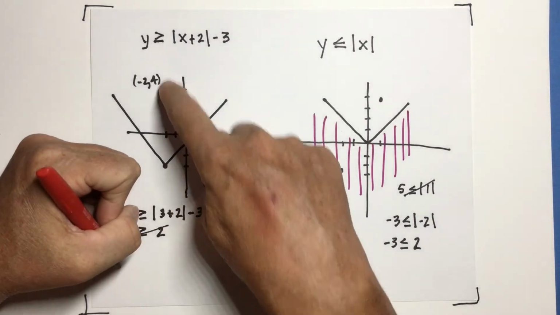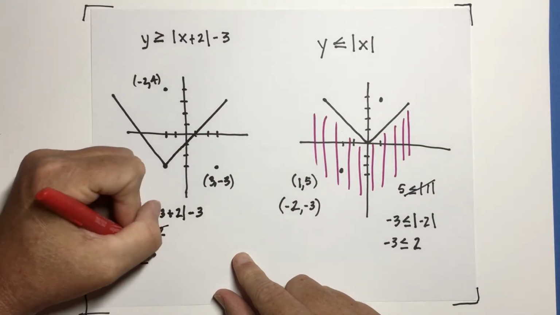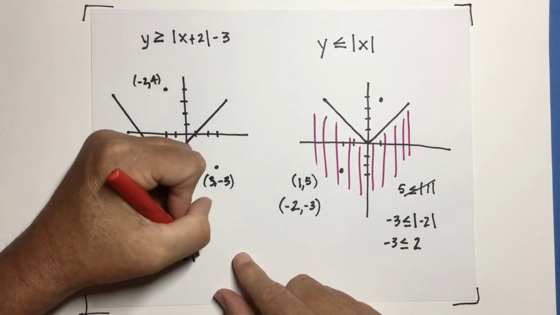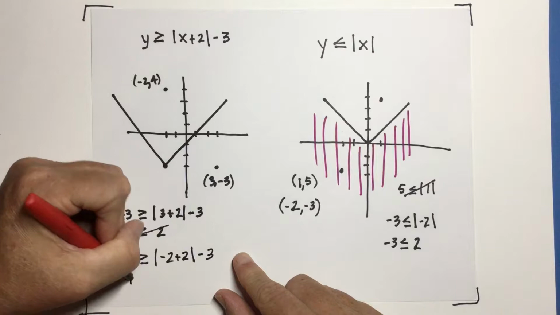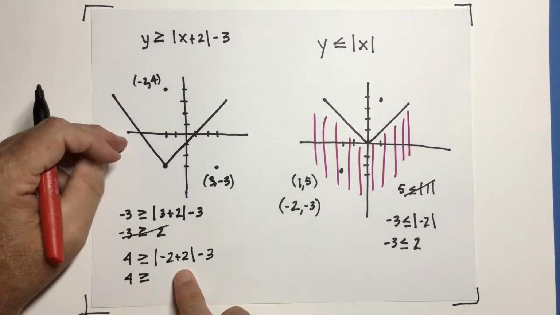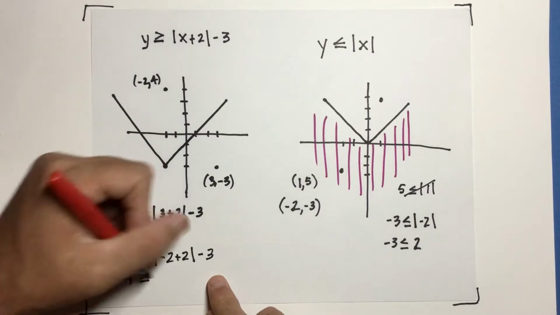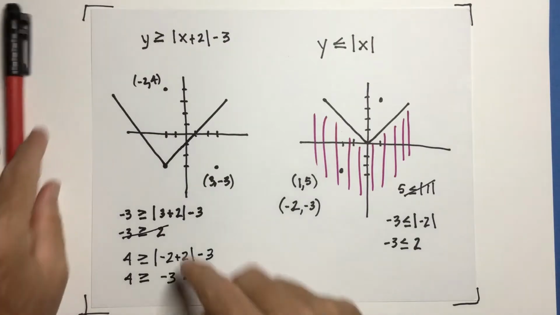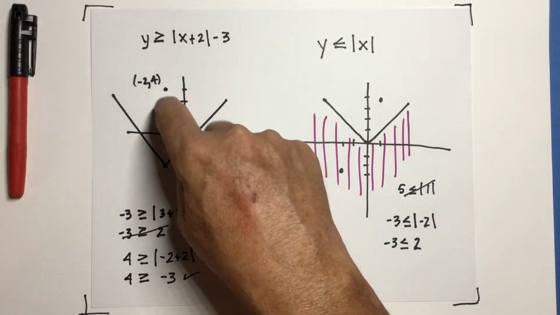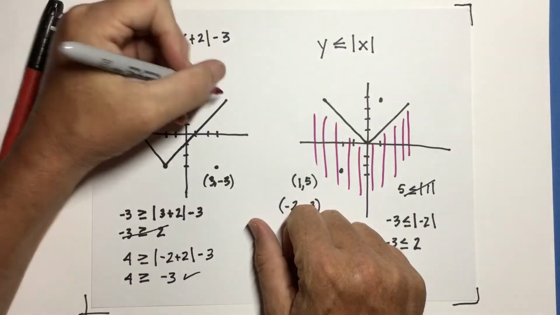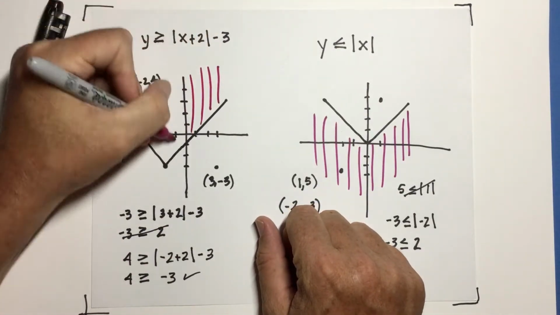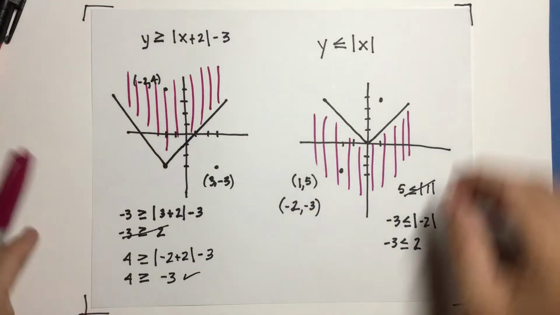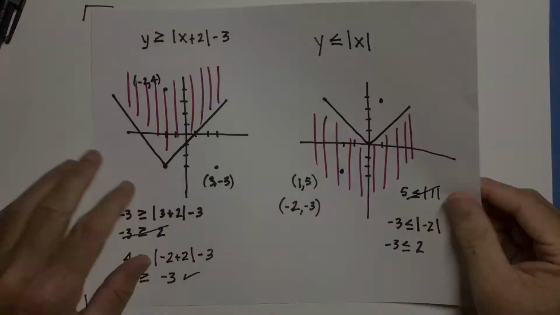Let's try this one. Is it true when y is 4 and x is -2, 4 greater than or equal to the absolute value of -2 plus 2, minus 3? Well, is it true that 4 is greater than or equal to -2 plus 2, which is 0? The absolute value of 0 is 0. 0 minus 3 is -3. Is that true? Yes, it is. So that means that every point above the line, all the little guys that hang out with this fellow, are part of my solution set, and every point below the line is not.